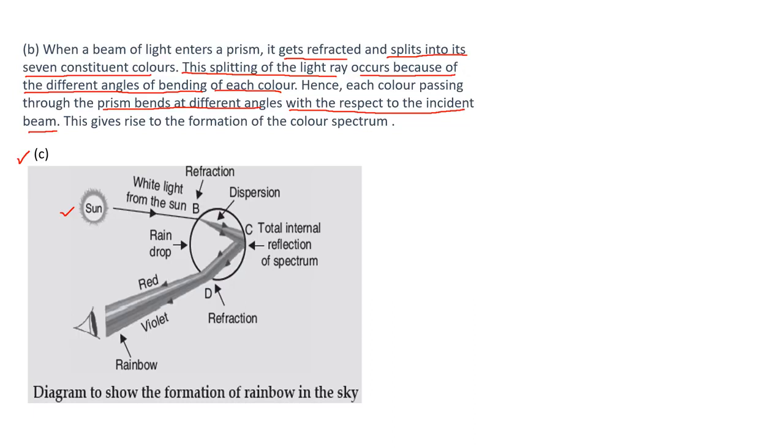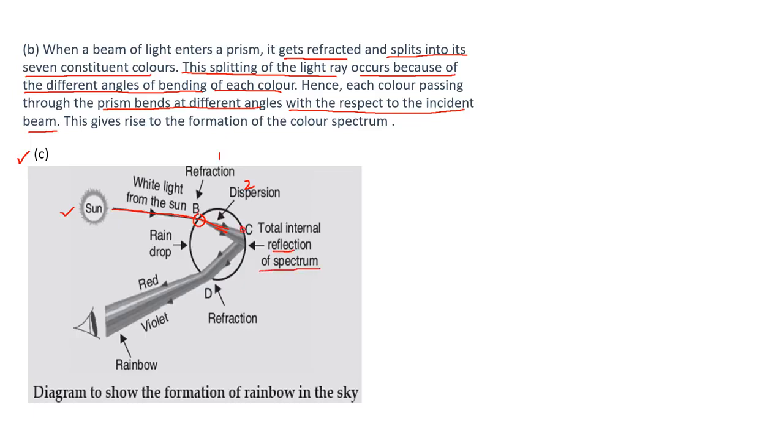Now how does this occur? When white light falls on a water droplet, the droplet acts like a prism. There is a dispersion of light. You can see the dispersion of light. So at point B, there are 2 things happening here. The first is refraction, and the second is dispersion. So 2 phenomena are happening at point B, and at point C there is a reflection of light.